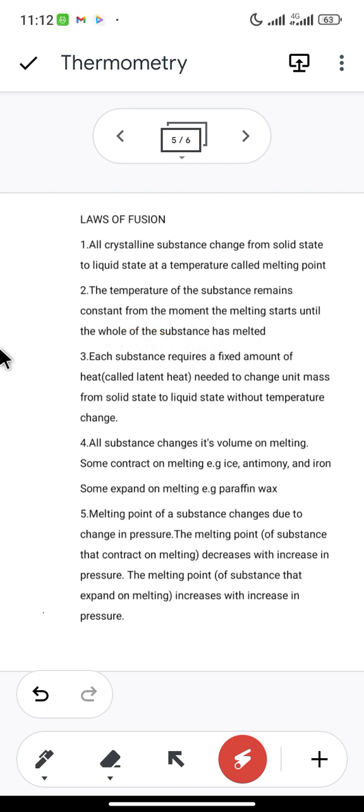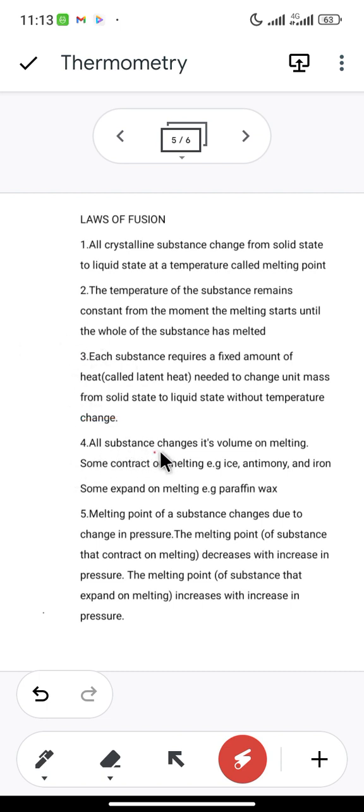Just like we explained in the previous slide, where we said an ice block changes from solid state to water, liquid state, without a change in temperature. Thirdly, each substance requires a fixed amount of heat, called latent heat, needed to change the unit mass from solid state without temperature change. This is just the definition of latent heat of fusion.